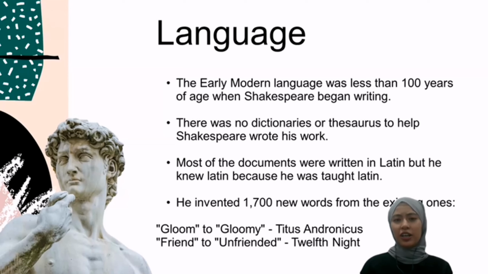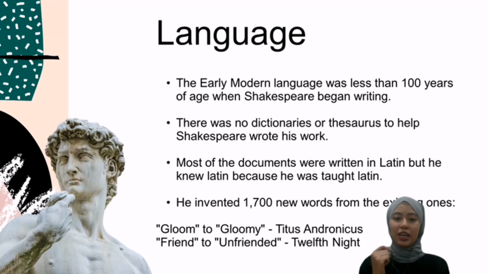There were no dictionaries or thesaurus to help him finish his writing. And to add to that, most of the documents were written in Latin. Thankfully, he attended a grammar school and was taught Latin. Therefore, he was able to translate some of these words from Latin to English quite easily. At the same time, he also invented some new words using foreign languages and adopted some words from classical literature to create his own masterpiece.